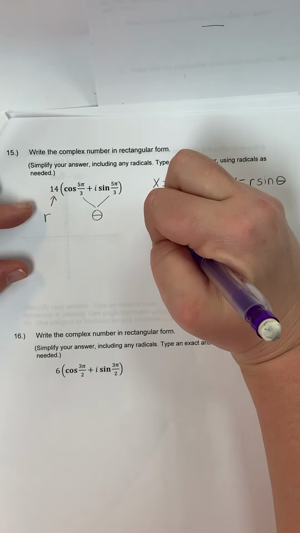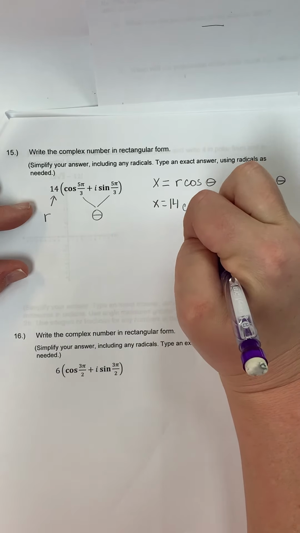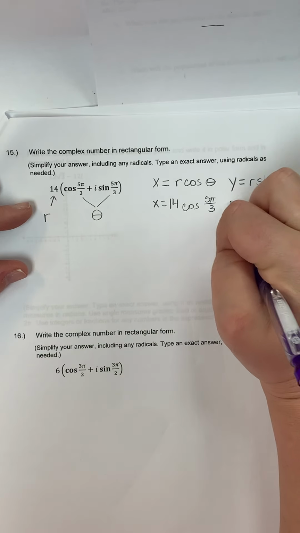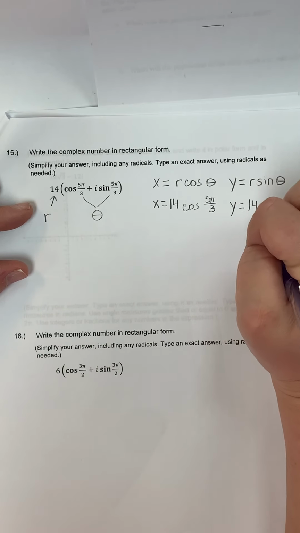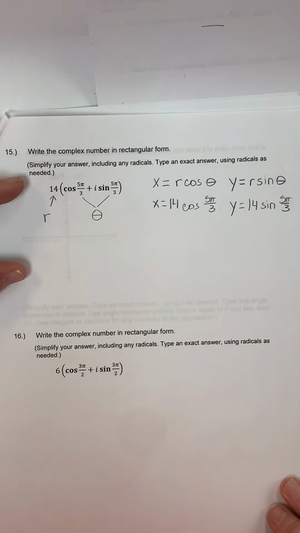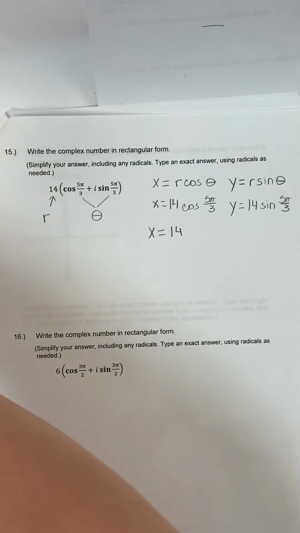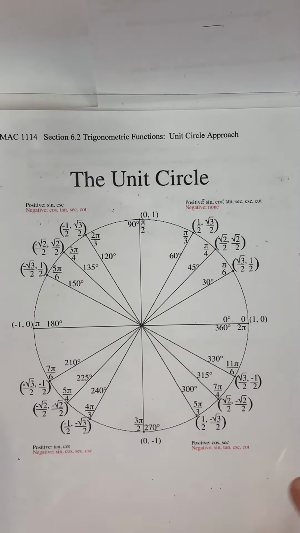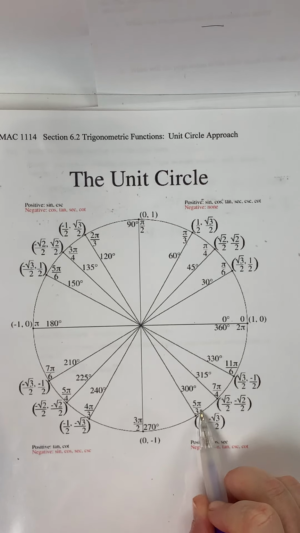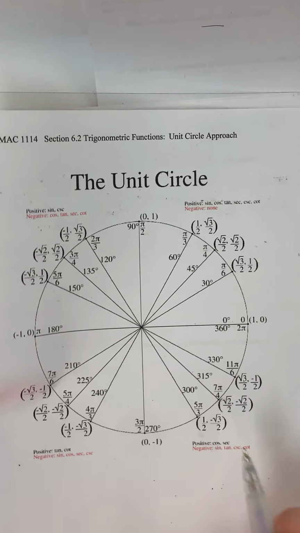So what we're dealing with is x equals 14 cosine 5 pi over 3. Y is going to be 14 sine of 5 pi over 3. So x is going to be 14 times, here's our 5 pi over 3, cosine is 1/2. Sine is negative root of 3 over 2.